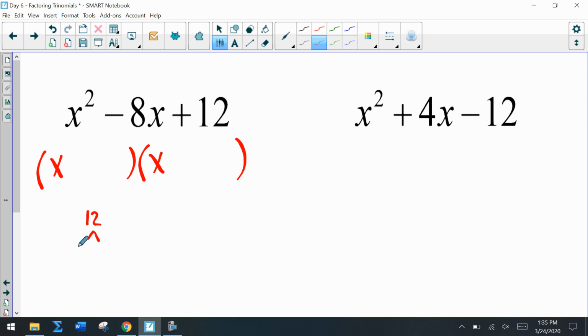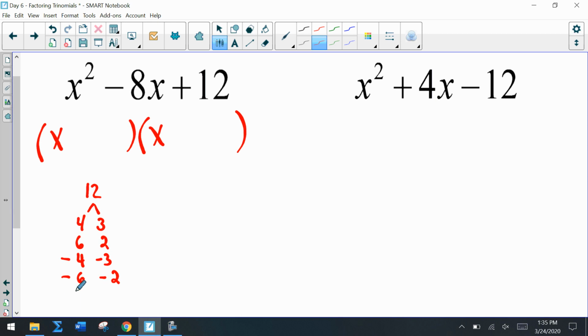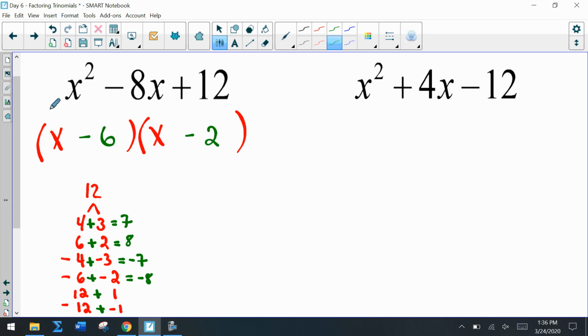So again, we can say 4 and 3, 6 and 2, negative 4, negative 3, negative 6, negative 2, 12 and 1, negative 12, negative 1. So now we need to know which of these add up to negative 8. We got 7, we got positive 8, but we need negative 8. That's negative 7. Oh, that's negative 8 here. So we know that the factors are x minus 6, x minus 2.